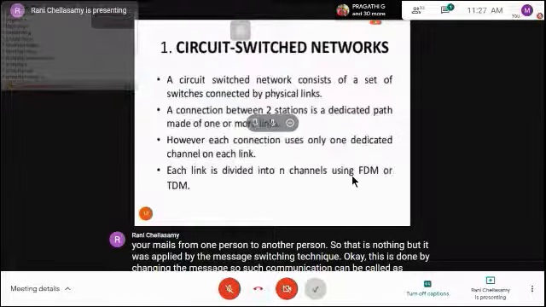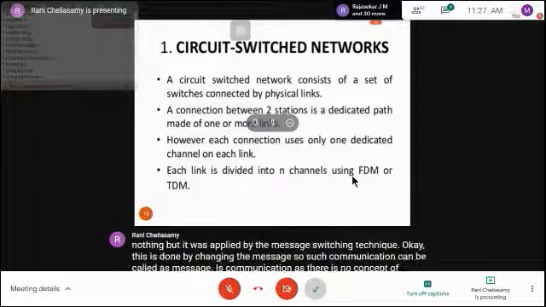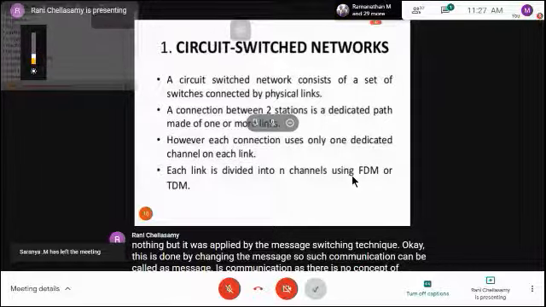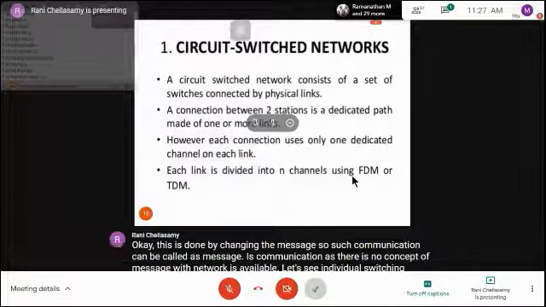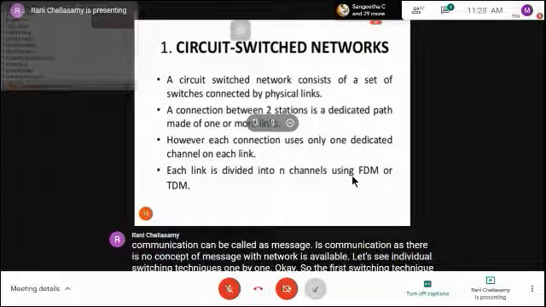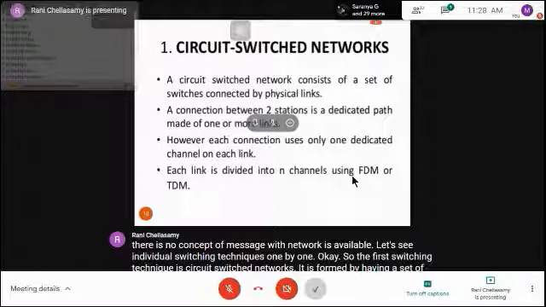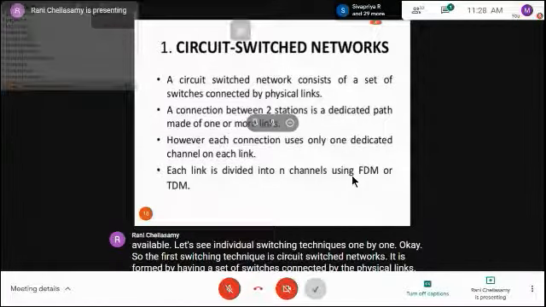Okay. Let's see the individual switching techniques one by one. The first switching technique is circuit switched networks. It is formed by having a set of switches connected by physical links. A connection may be established between two stations, wherein a dedicated path will be made.